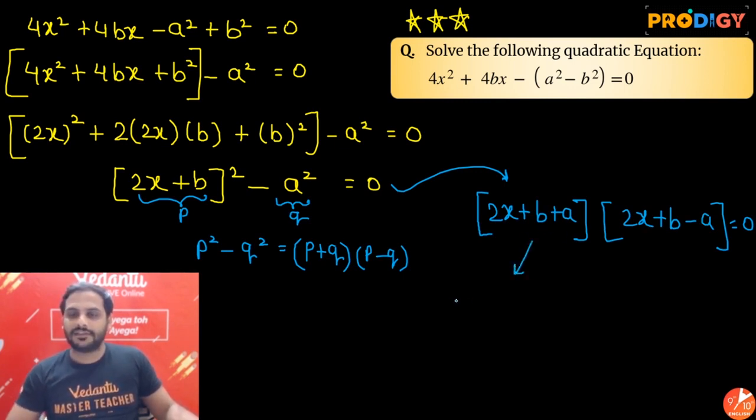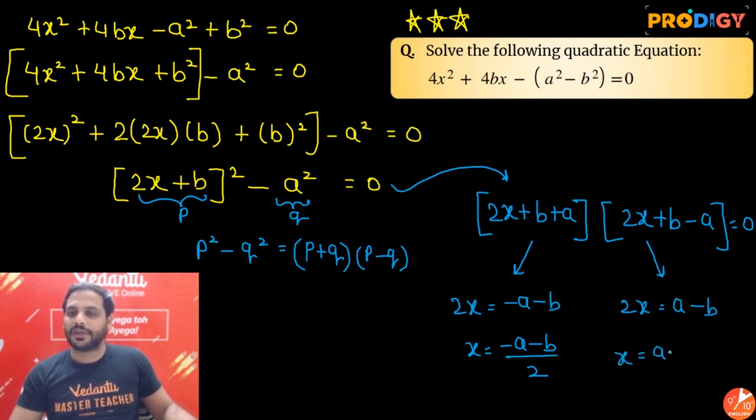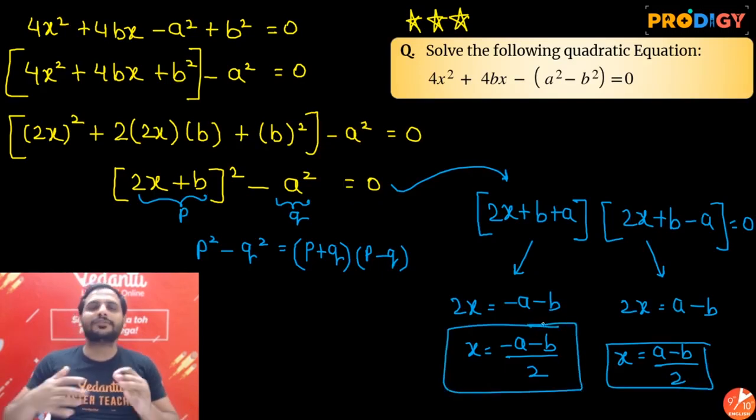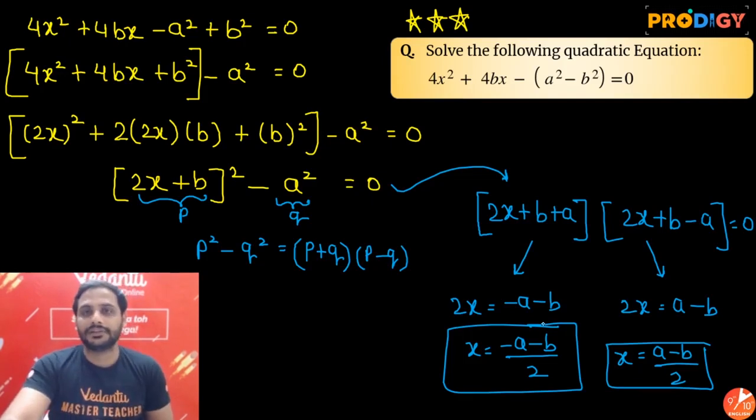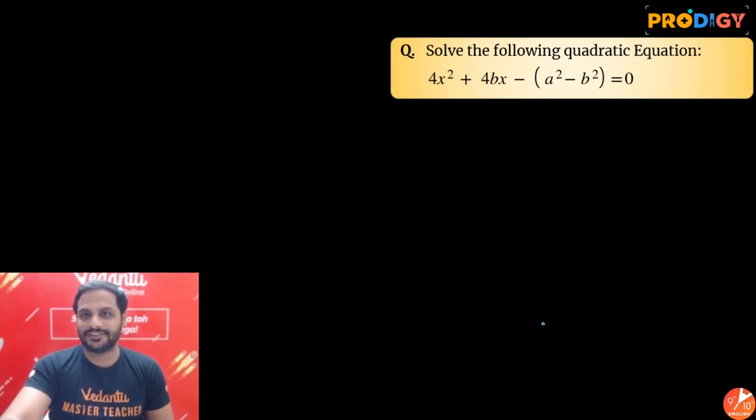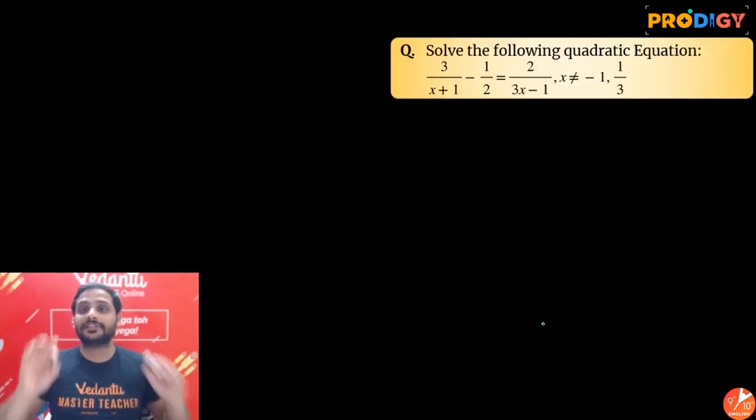From here I can say, sir, 2x is equal to minus a minus b, x is equal to minus a minus b whole divided by 2, and from here 2x is equal to a minus b, so x is equal to a minus b whole divided by 2. Alright, so these will be my two solutions. These two will be my solution or the roots of this quadratic equation. Okay, very important question. Alright guys, next question, and this is the last question.